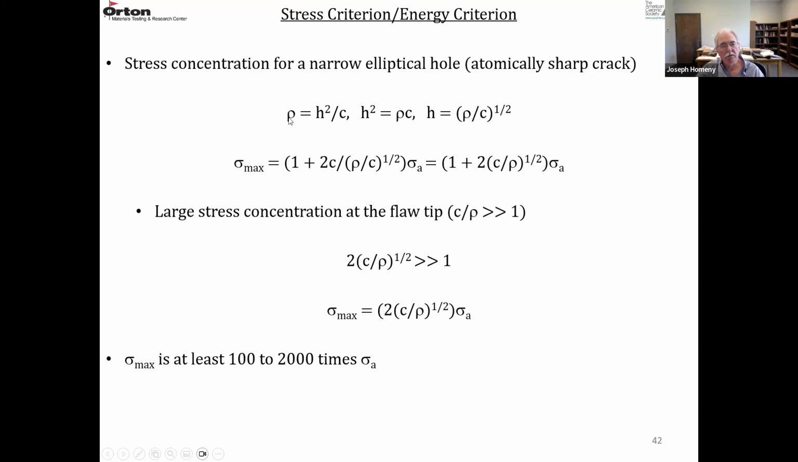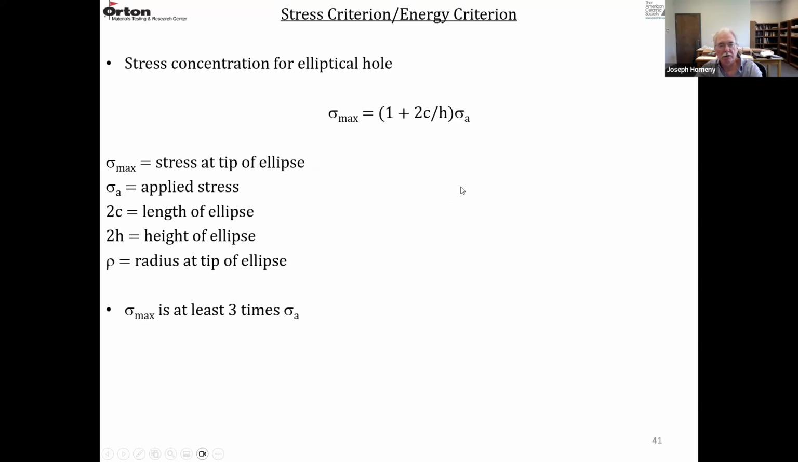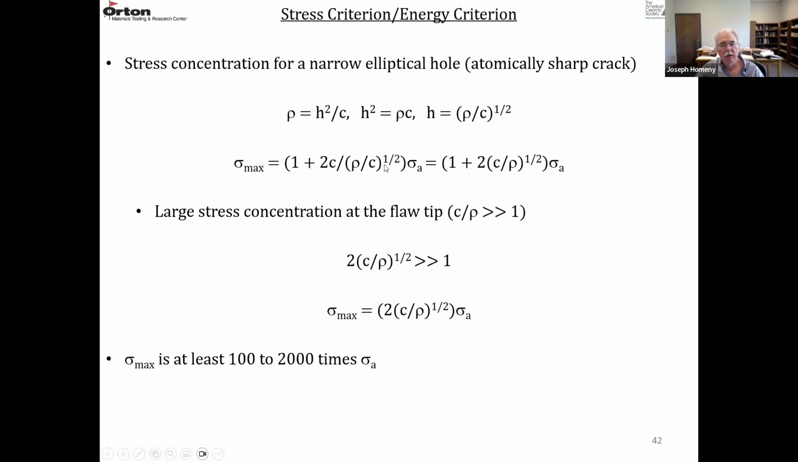So the radius of curvature at the tip of that crack is H squared over C. H squared then equals rho C, and H equals rho C to the 1/2 power. And we put that into our equation here, put in H, and so sigma max equals 1 plus 2C divided by (rho C)^(1/2) times the applied stress, or more simply 1 plus 2 (C over rho)^(1/2) times the applied stress.